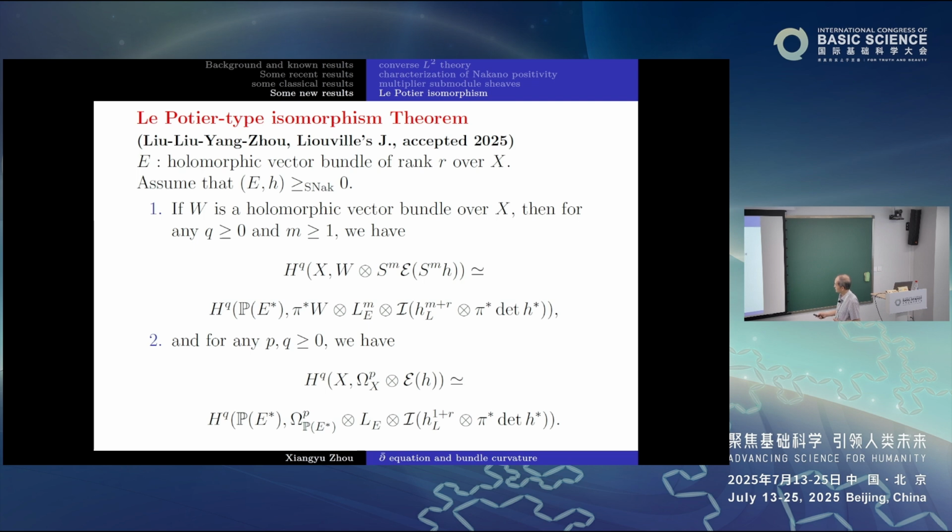This is the multiplier submodule sheaf, and for the line bundle, the multiplier ideal sheaf. On the other hand, we have the following Le Potier isomorphism. Here we have some singular metric and the multiplier submodule sheaf, so we get this isomorphism. So we can reduce the vector bundle cohomology to line bundle cohomology.